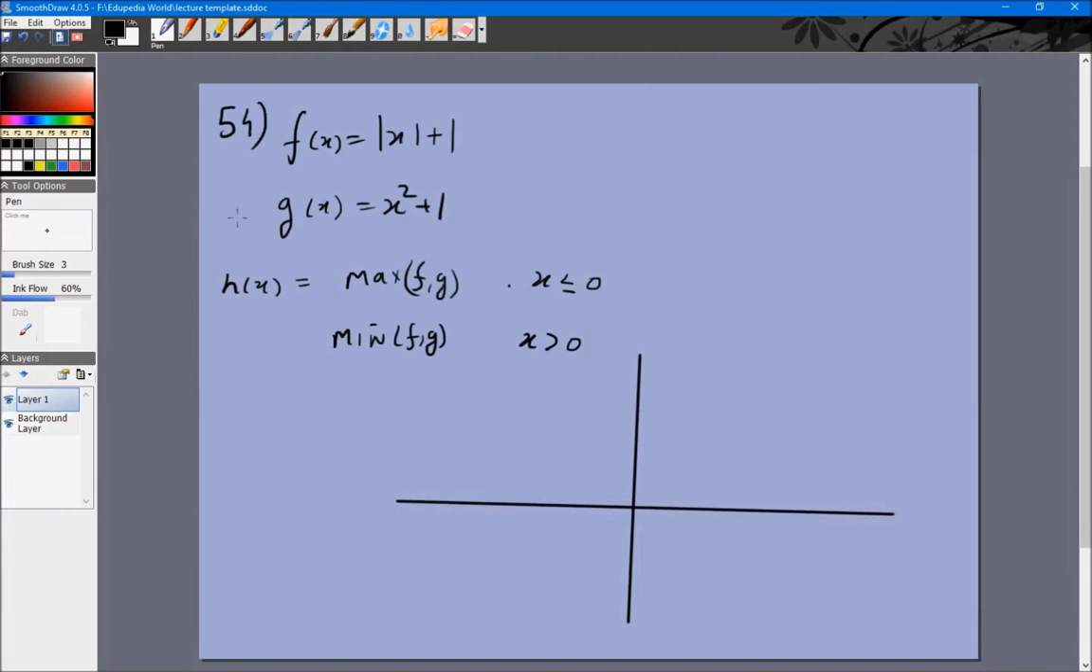We just map out both the terms. mod x plus 1. Right. So what is the graph for mod x? It is like this. The graph for mod x plus 1 will just be shifted by 1. So it will be like this. Both these lines are 45 degrees. This is 1. This is 45 degrees. Right. And we know x square goes like this. So x square plus 1 will go like this.